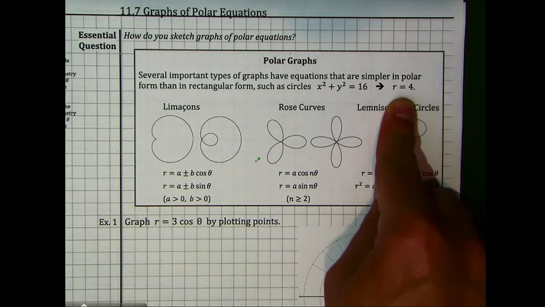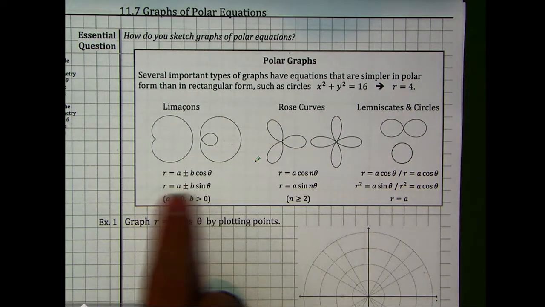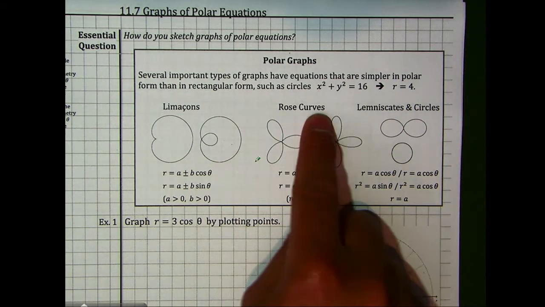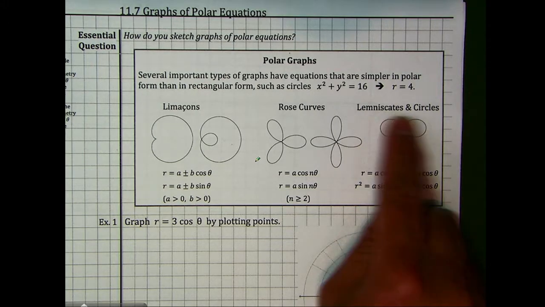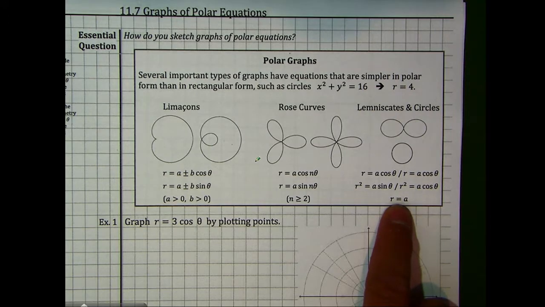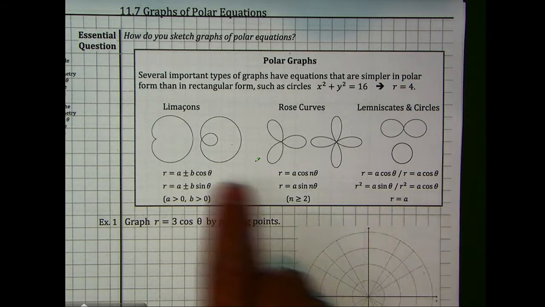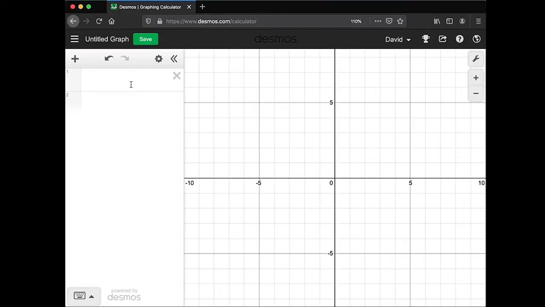And we're going to cover several types of graphs. We are going to cover limacons, which have the following form, Rose curves, lemniscates, and circles. Circles are the easiest one, which are r equal to a. Now, you can see a polar graph right below that where we started to plot points. Take the time to go into Desmos, and we're going to start graphing.